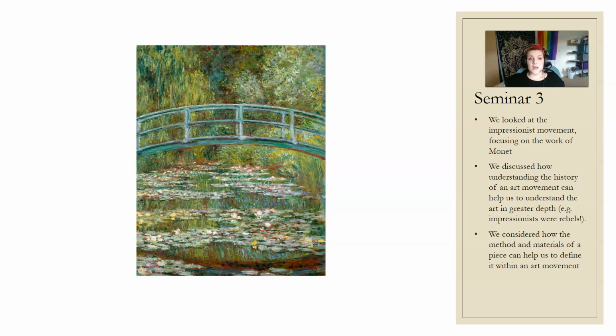We also considered how methods and materials of a piece can help us to define it within an art movement. So we explored the things that define Impressionist paintings from Expressionist paintings, for example, being in particular the use of short brush strokes and not blending colours together.